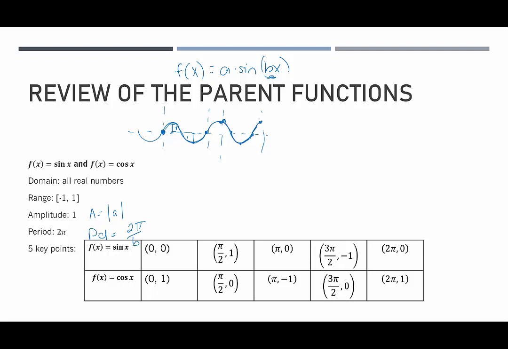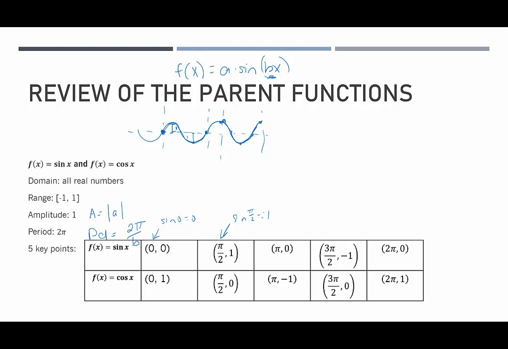So the 5 key points for sine start at 0, 0. The next x value is pi over 2, comma 1, which is the maximum. Then we go to pi, 0, then 3 pi over 2, -1, and 2 pi, 0. And this should look familiar, right? Because if you plugged in sine for these x values, this is saying that sine of 0 is 0. This is saying that sine of pi over 2 is 1. So that should make sense. And if you think back to the unit circle about where these things are on the unit circle, this should be hopefully very clear.